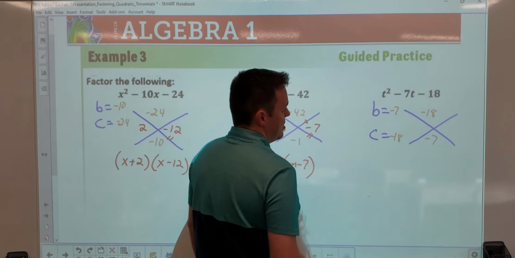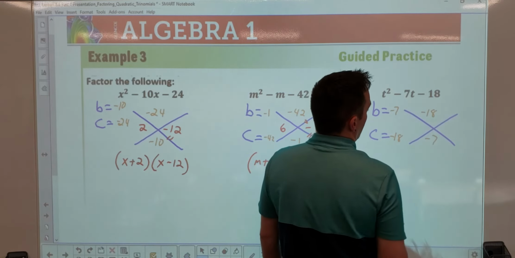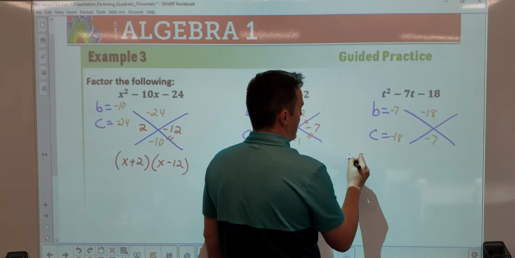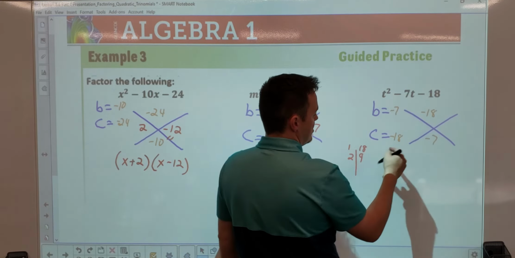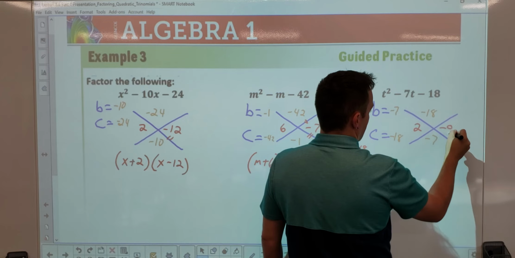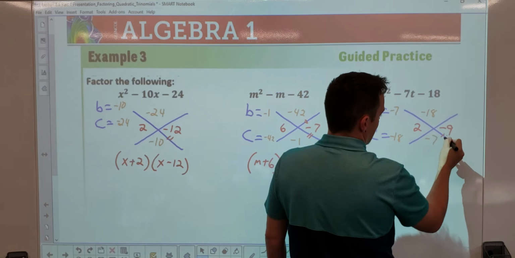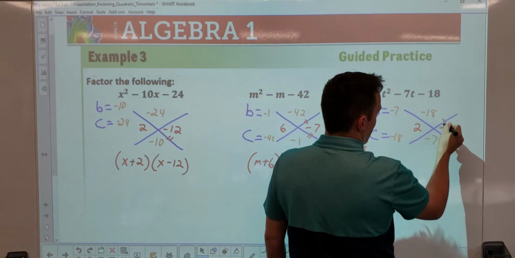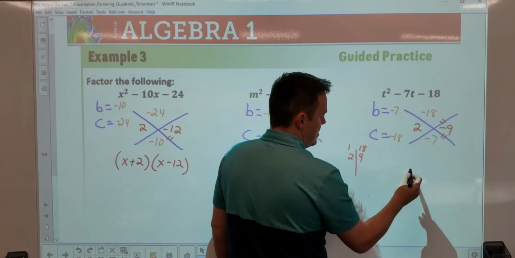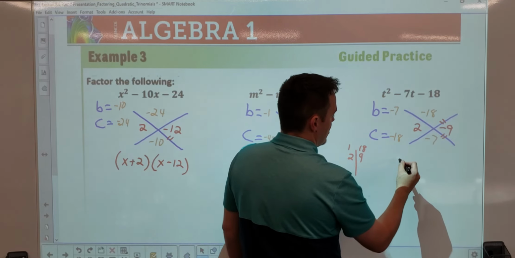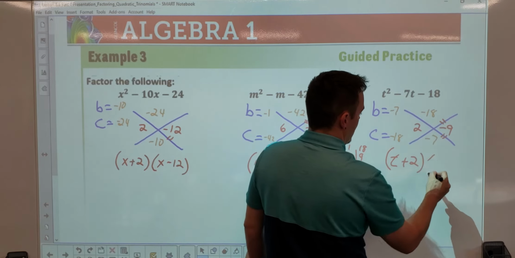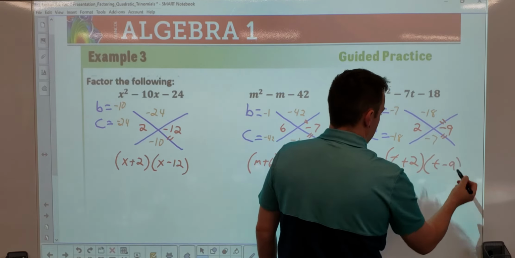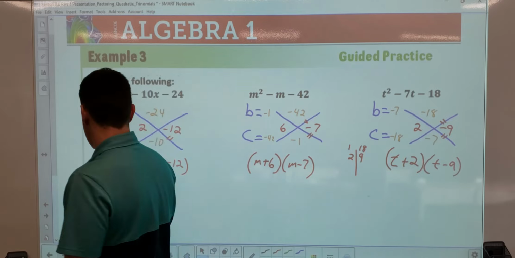And then the last one here, what two numbers? That would be 9 and 2, or 1 and 18. We know it's not that. 9 and 2 is it. So it'll be 2 minus 9. 2 minus 9 is negative 7. 2 times negative 9 is negative 18. And so you guys know your setup here is going to be t plus 2 and t minus 9. I'm pretty sure that's it.